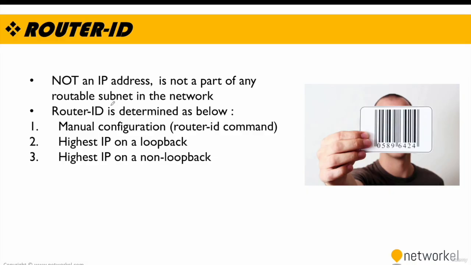First, manual configuration. I can go ahead and type the router-id command to configure my router ID. Second, if there is no manual configuration, the highest IP address on a loopback interface will be my router ID. Third, if I haven't configured any loopback, the highest IP address on a non-loopback interface will be my router ID.